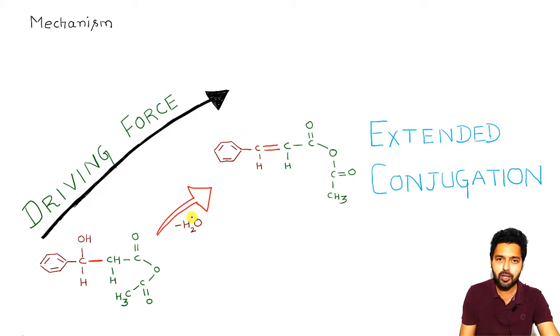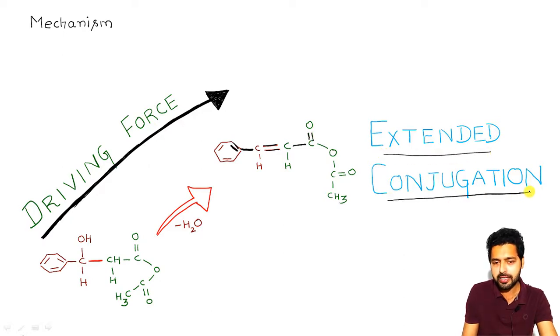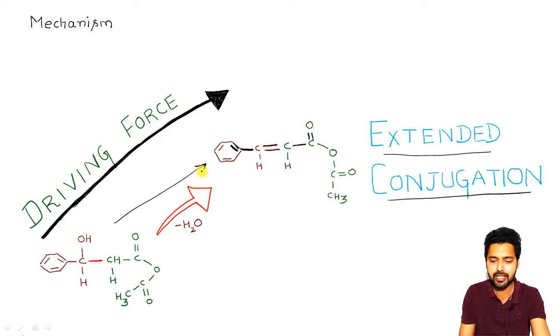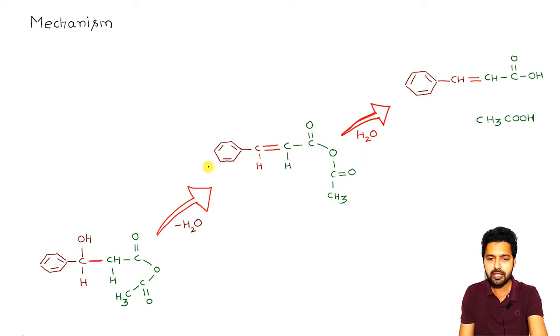So it will be losing a molecule of water to give a carbon-carbon double bond here, because it is giving us an extended conjugation in this product molecule. So it is thermodynamically more stable, I can say, right? So you can see here it is a double bond, then a single bond, once again a double bond, followed by a single, and then one more double bond here. Okay, so this is the extended conjugation now present in this product, which is why the reaction is moving in this direction.